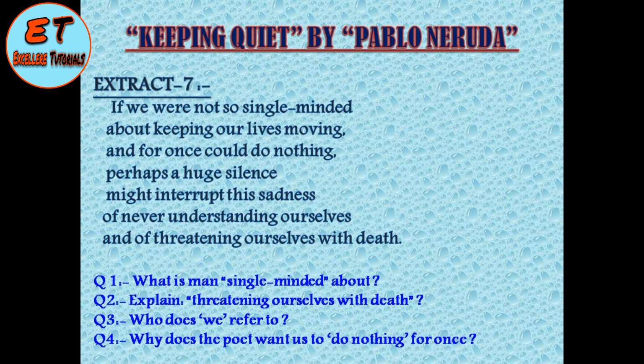Question number 2. Explain threatening our lives with death. Answer. It means to become so fearful and afraid that you think of ending your life. Question number 3. Who does we refer to? We refers to the entire mankind. Question number 4. Why does the poet want us to do nothing for once? Answer. The poet wants us to stop and do nothing for once so that at that time we could introspect.